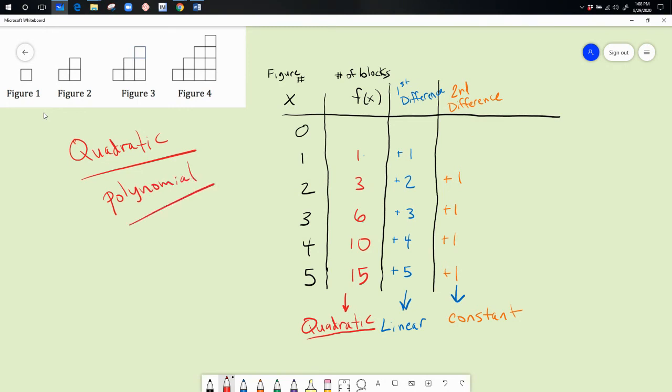Okay. And the way you know that it's a quadratic is because the first difference is linear and the second difference is constant. Okay. The way you know something is linear is because it adds the same thing every time. Its first difference is constant. And the way you know something's exponential, aka geometric, is because you're multiplying by the same thing every time.